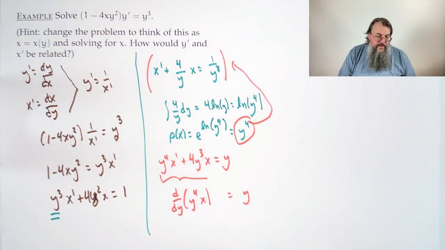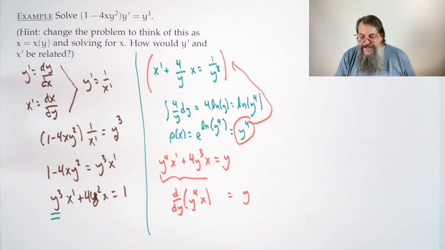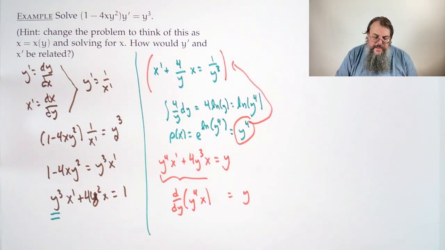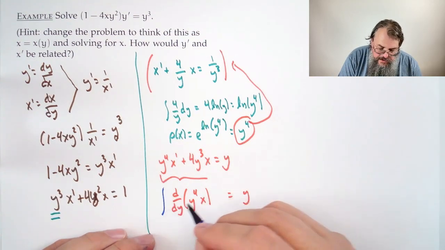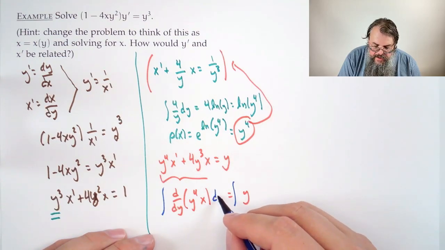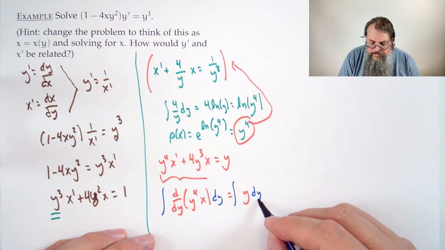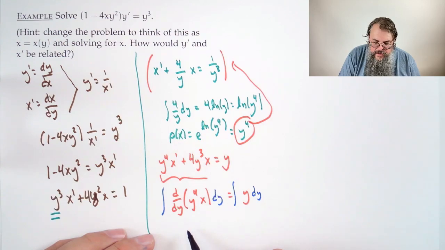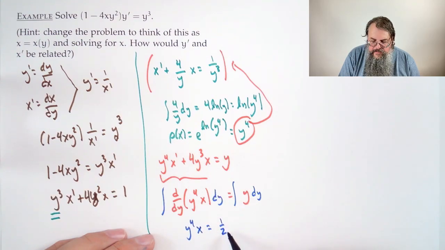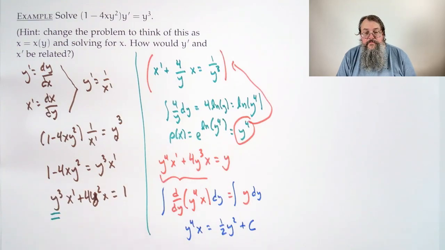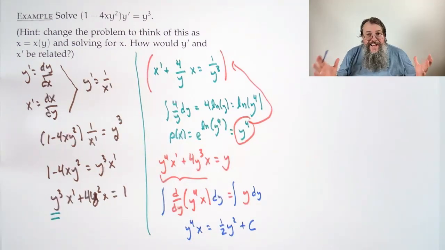So we're rounding the corner here. Our next thing is we integrate both sides with respect to y. And doing that, well, we'll get y to the 4th times x equals 1/2 y squared plus c. And we can be happy with that.